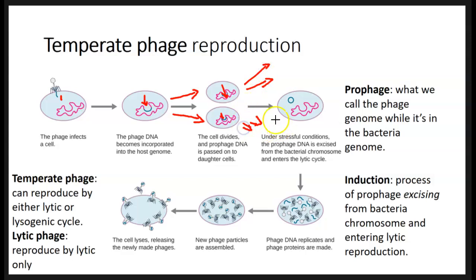And every time the cell divides, the phage genome doubles in numbers. However, under stressful conditions, the prophage, which is what we call the phage genome while it's in the bacteria, right? So these little bits of phage DNA in the bacteria are the prophage. The bacteria gets stressed. We'll talk about some things that are stressful for bacteria. The prophage DNA gets excised. It gets cut out of the bacterial chromosome, and then it enters the lytic cycle. And we call this process induction.